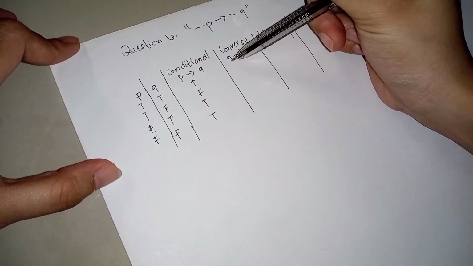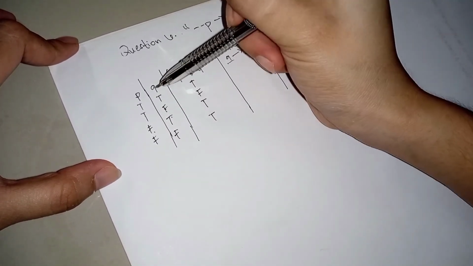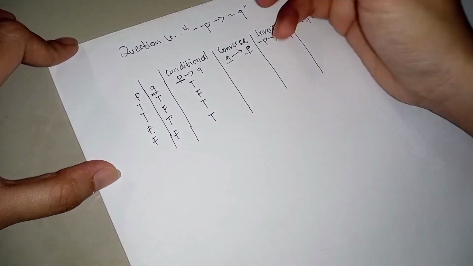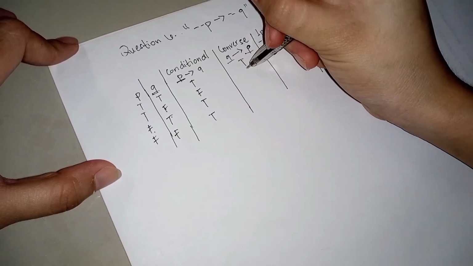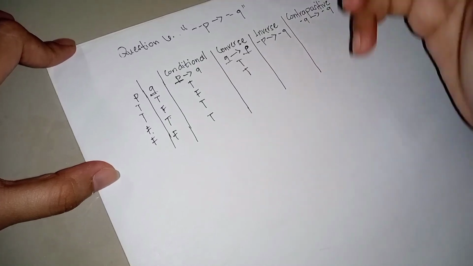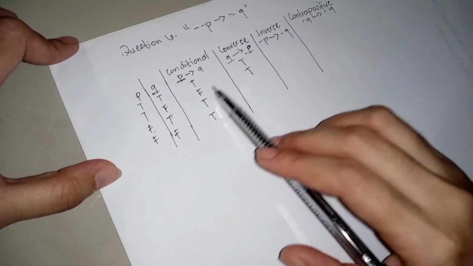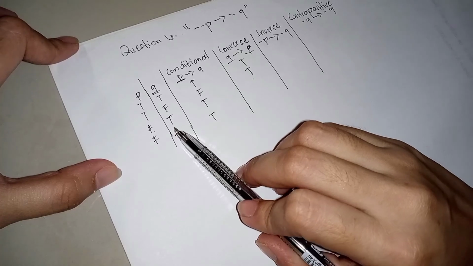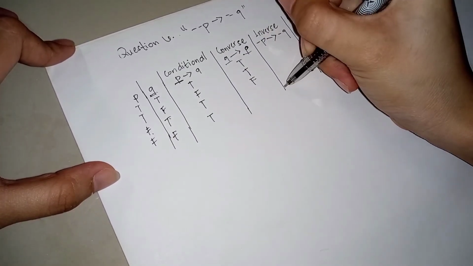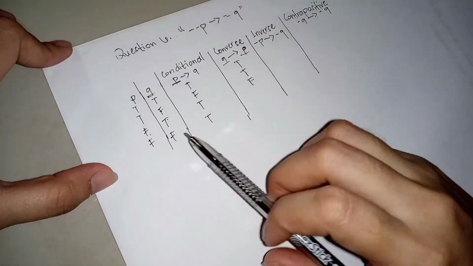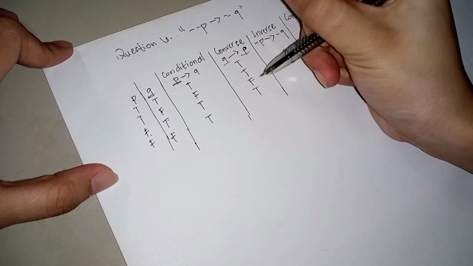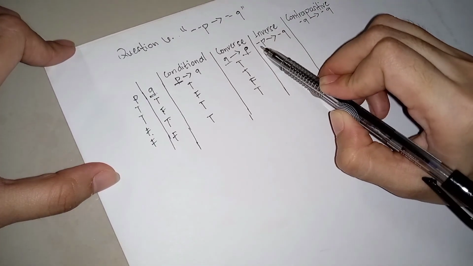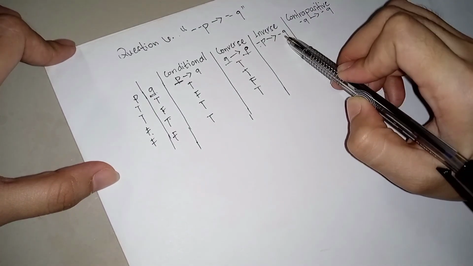Then we look for Q and P. The result here is T, because FF equals T. And then this will result in true, true, F. And then FT equals true.